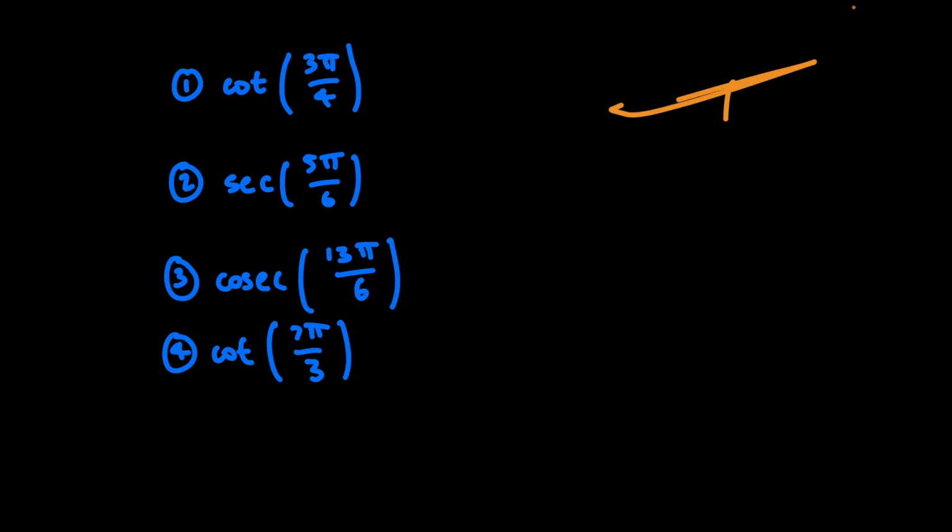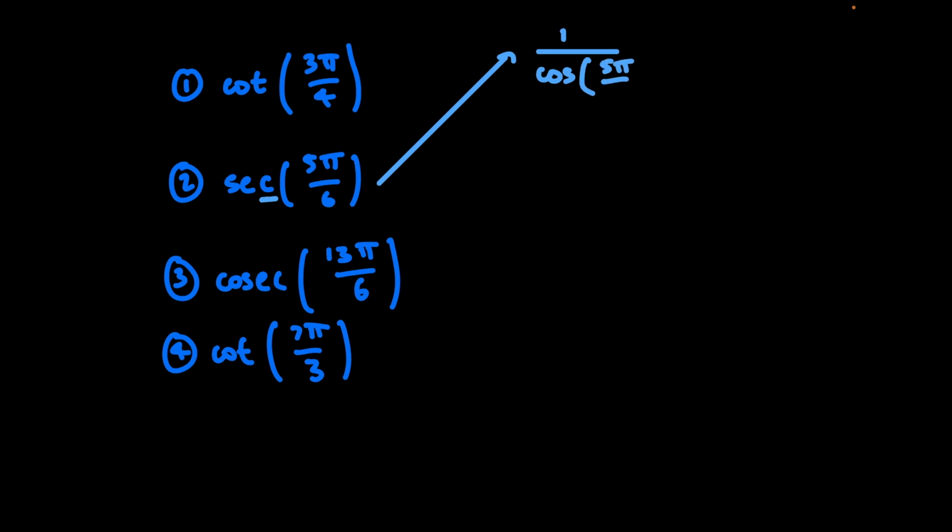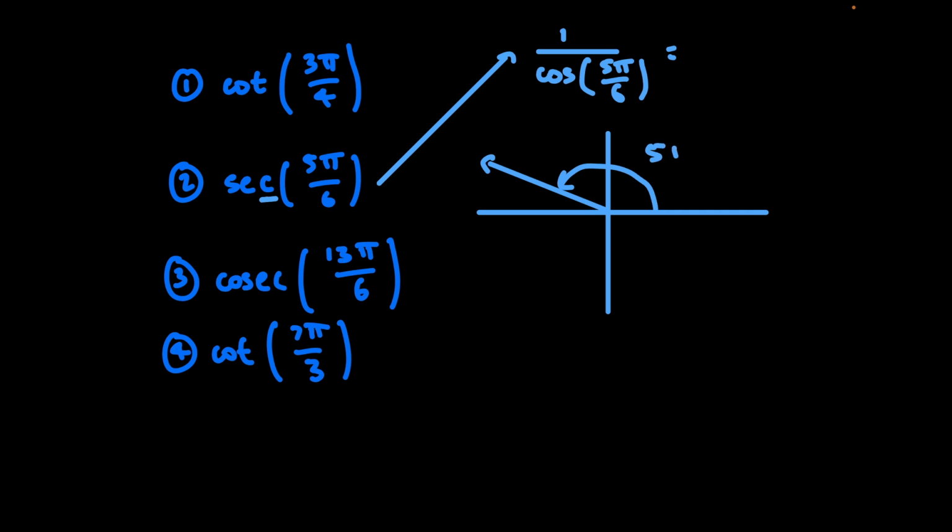Okay, let's look at the next one. The next one is the sec of 5 pi on 6. So the sec, is it 1 over cos, 1 over sine, or 1 over tan? Well, if we look at the third letter, we know it's 1 over cos. So 1 over the cosine of 5 pi on 6. Now we need to work out what the cosine of 5 pi on 6 is. Quickly draw a unit circle, identify the angle of 5 pi on 6, and I know that's roughly in the second quadrant over here, where this angle here is 5 pi on 6.